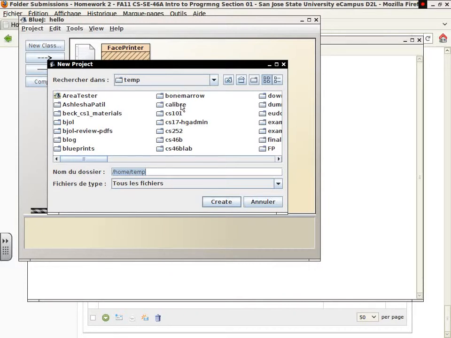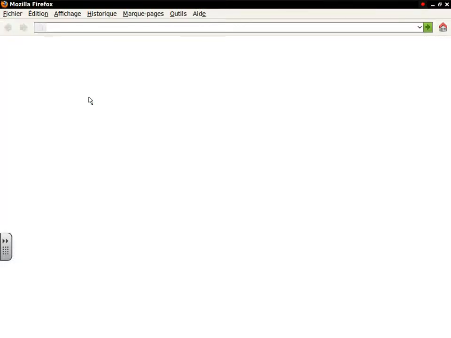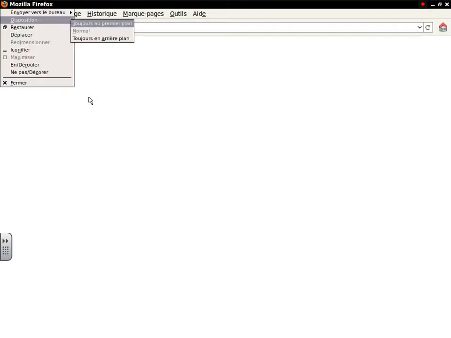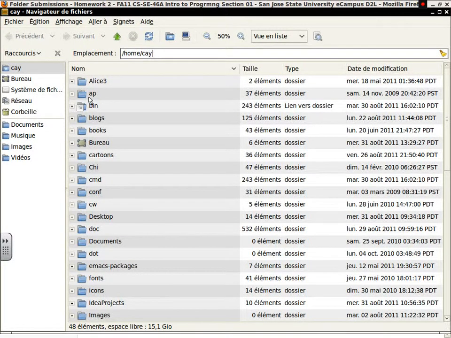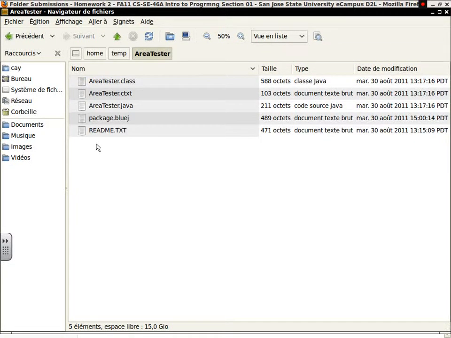So over here it has the name of a directory that for me is home temp, because I put it in some temporary area, since I'm not actually taking this course for credit. And then we have here home temp area tester, I guess. So let me just open this one real quick. And now when you look in this directory, you see there is the Java file.